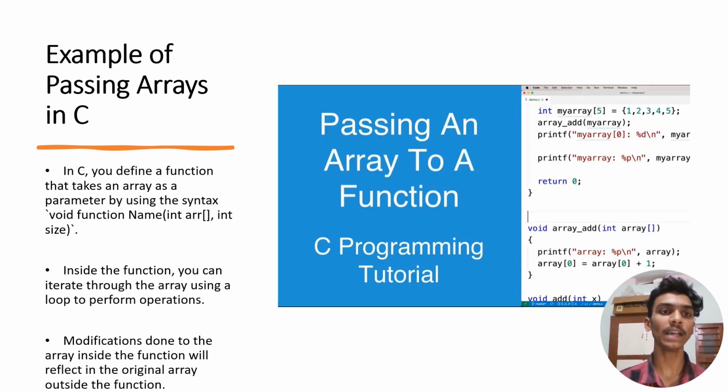Example of passing arrays in C program. In C, you define a function that takes an array as a parameter by using the syntax. We can pass the value by value in repetitive functions, and we can pass the whole array in one step. Inside the function, we can iterate through the array using a loop to perform operations. Modifications done to the array inside the function will reflect in the original array outside the function.